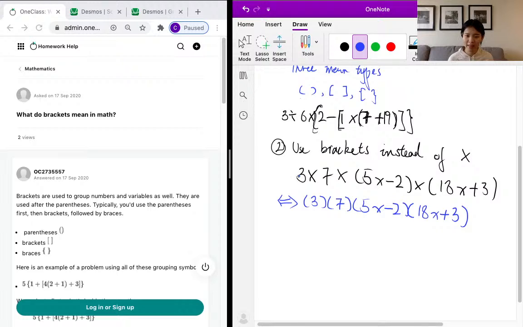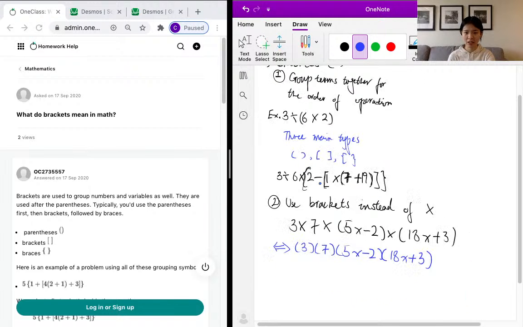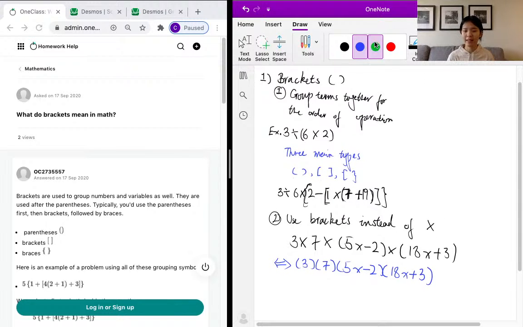So another really common use of brackets in mathematics is that mathematicians, or just people who do mathematics, use brackets instead of the multiplication sign for a cleaner notation. So these are the two main ways of using brackets that we're going to cover.